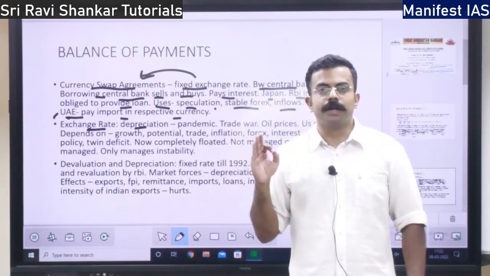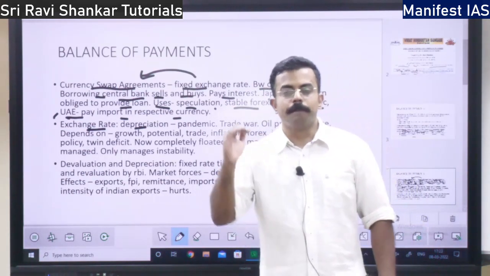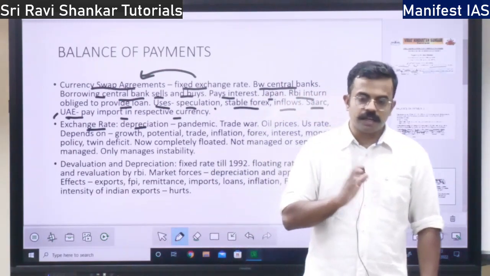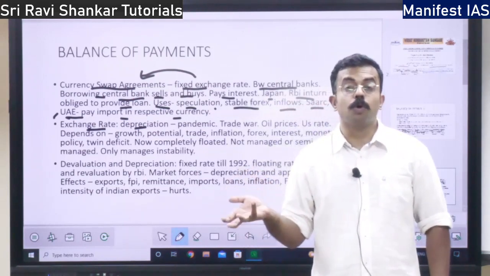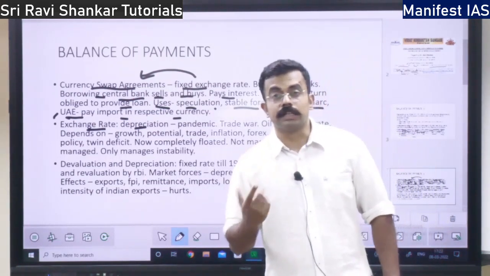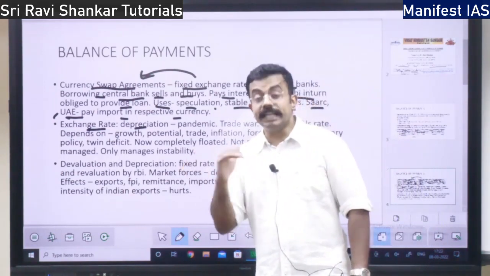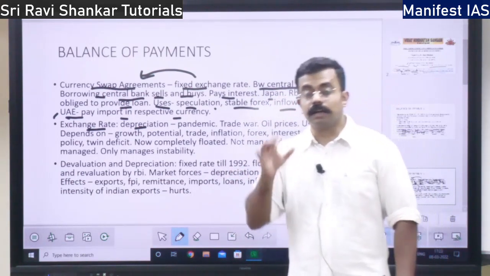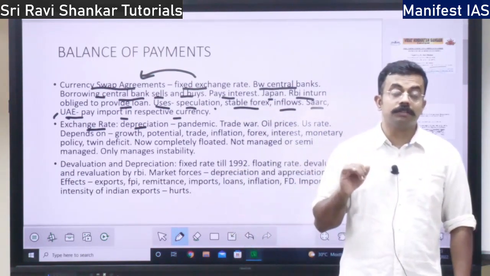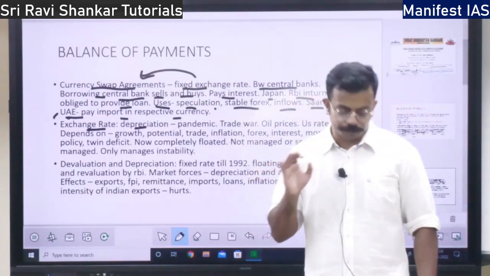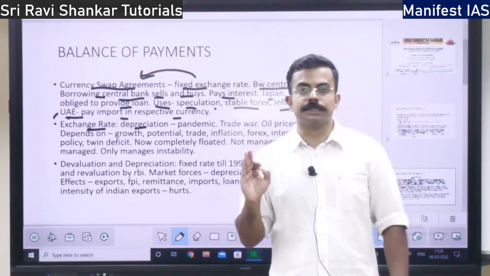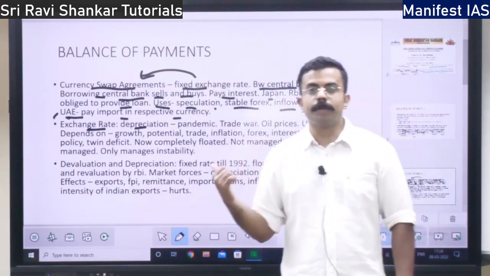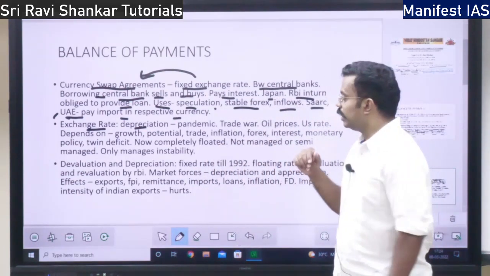Devaluation means that if the central bank or government brings down the value of the currency, or gives more rupees per dollar, then the currency is devalued. If the RBI or the central government does it, it is devalued. But if the currency gets less value based on market forces, based on the supply and demand principle, then it is called depreciation. Market forces, depreciation; government does it, devaluation. This is the difference, right?